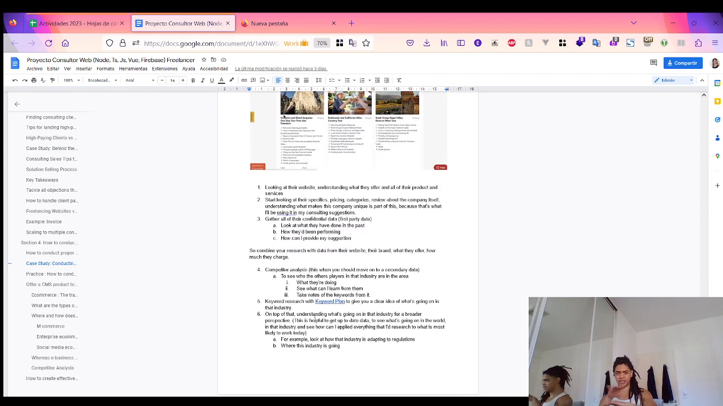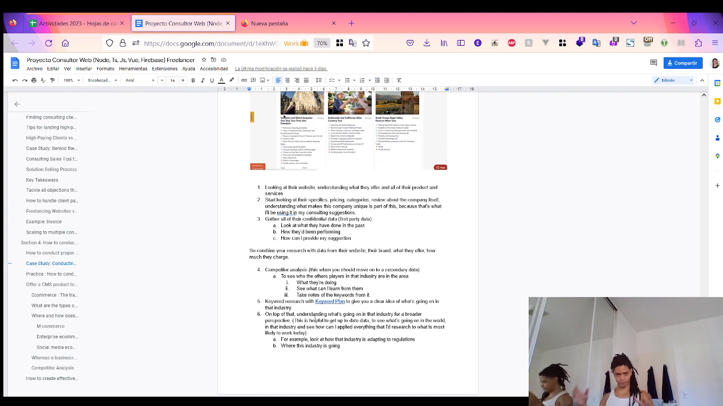So on top of this keyword research, now you look at that industry from a broad perspective by looking at their world news to get some relevant and up-to-date data, and also to understand how can I apply everything that I researched to what is most likely to work today. That also includes looking at how that industry is adapting to regulations and where this industry is going.